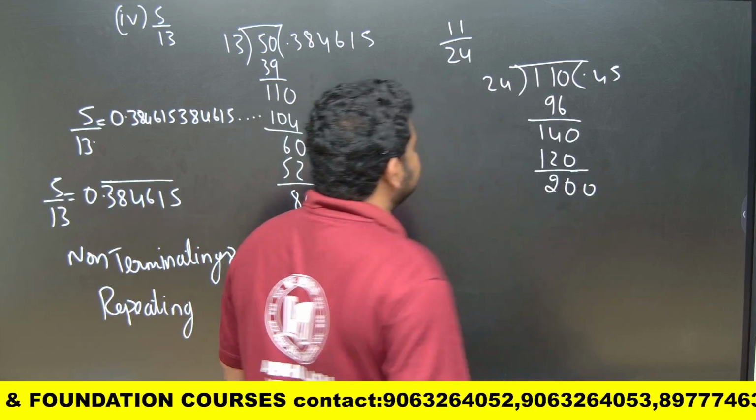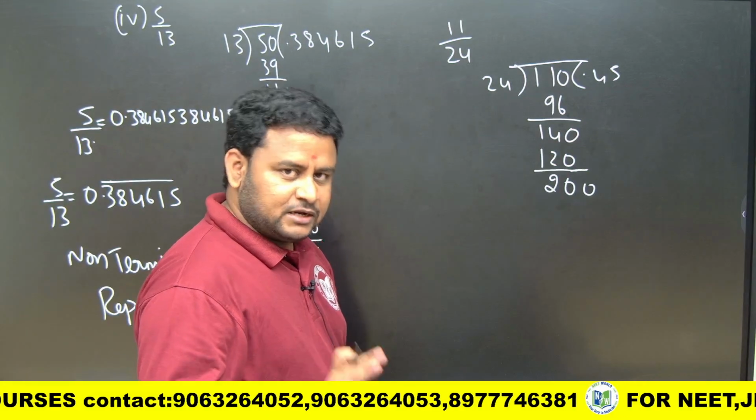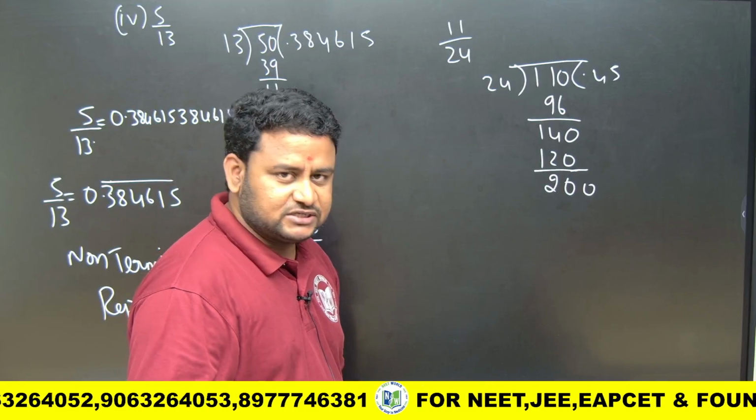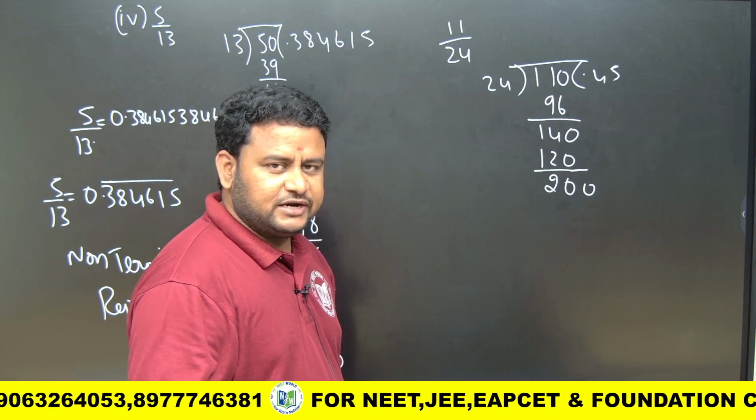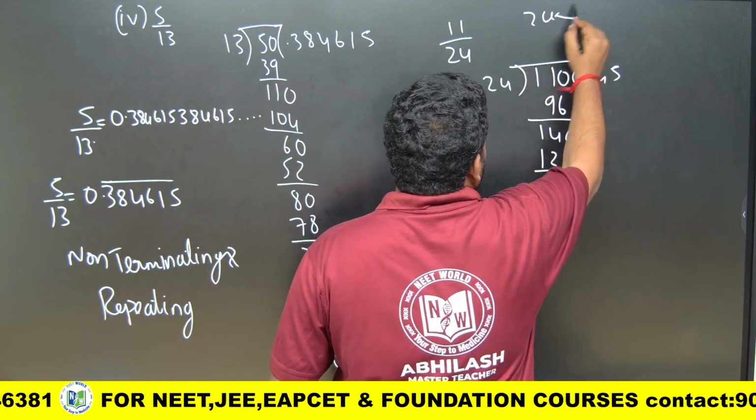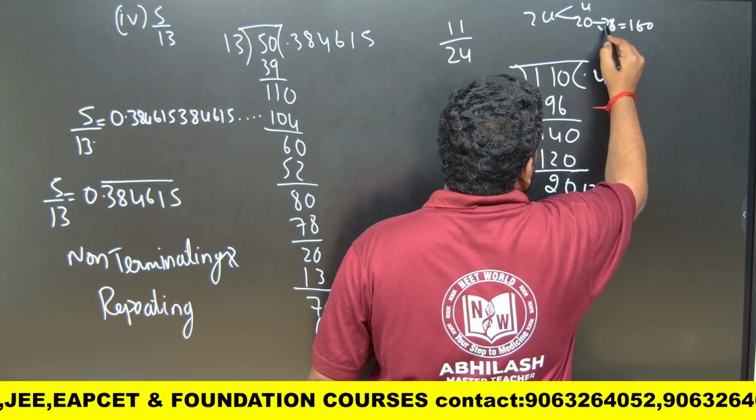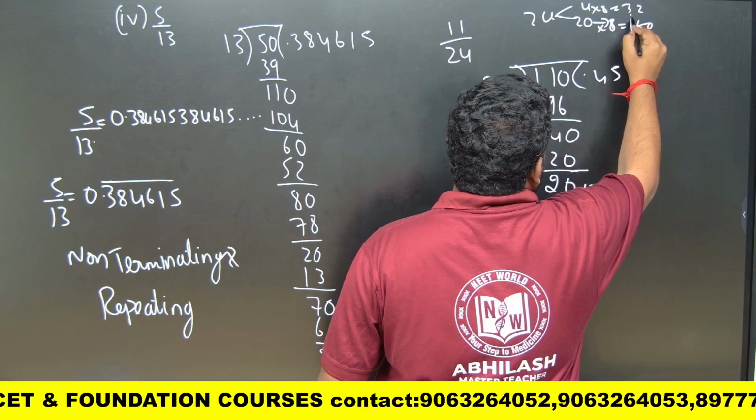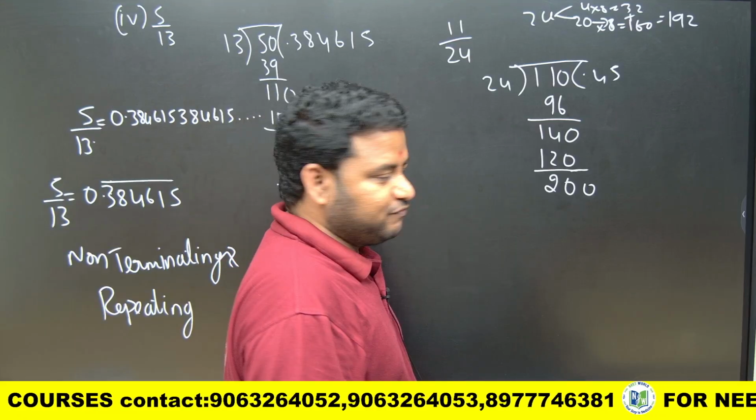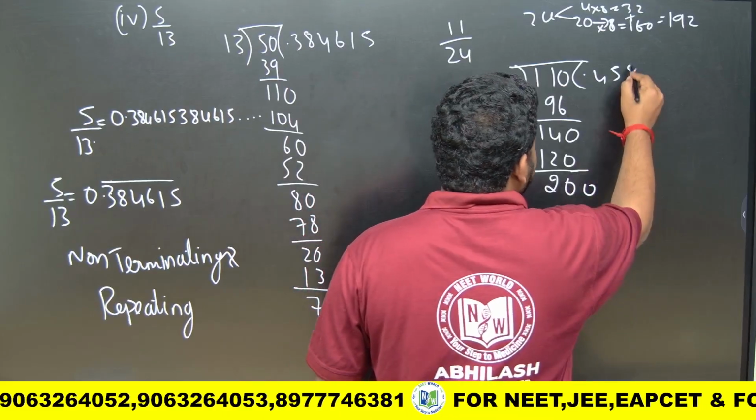So 24 into 8 is how much? You can multiply like this: 24 can be split into 20 plus 4. 20 into 8 is 160, 4 into 8 is 32, and 160 plus 32 is 192. Like this you have to multiply in your mind, separating and multiplying if you don't know the tables. So 24 into 8 is 192.